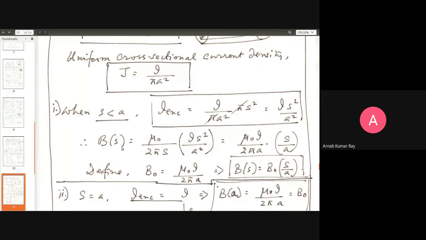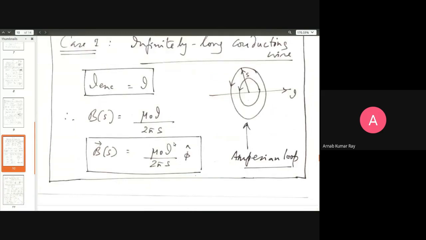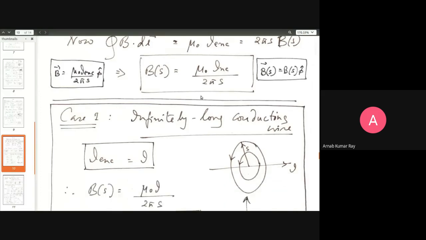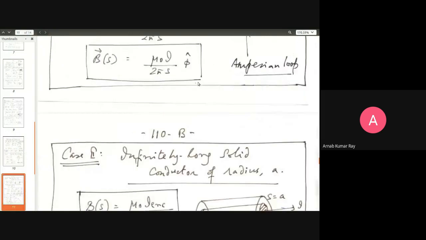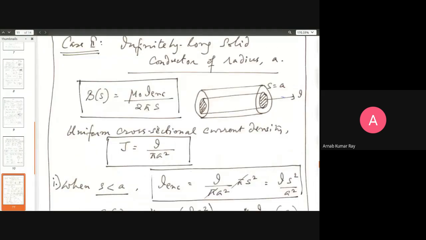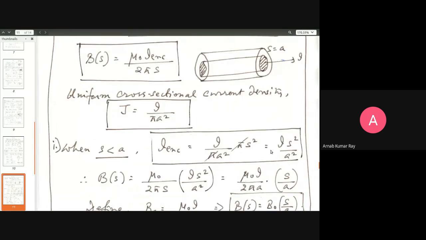So B is equal to, what did I tell you? Always B is equal to I enclosed, I'll correct this, it's I ENC, I enclosed by 2 pi S. That is what B is all the time. So mu naught into I enclosed by 2 pi S. That is what you work with. Now, what is I enclosed? I enclosed is I into S squared by A squared.